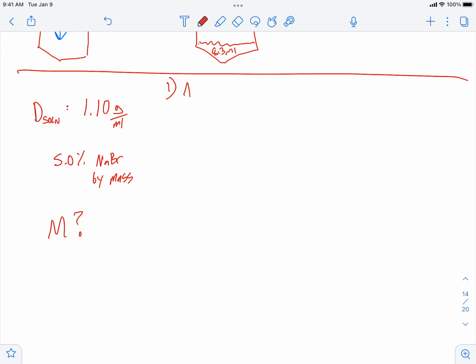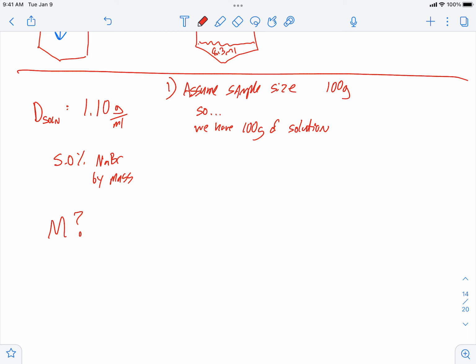So 1. Assume sample size. In this case, we're going to go with 100 grams. It doesn't have to be 100 grams. We can go with 1,000 grams. We can go with 1 gram. You just have to assume some number and stick with it. Okay. Now that I have 100 grams, okay, so we have 100 grams of solution.